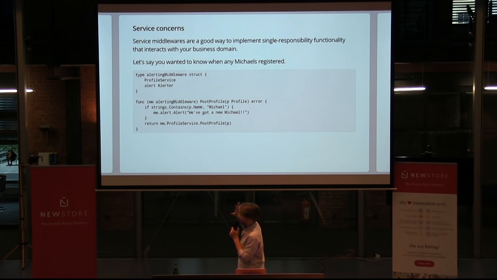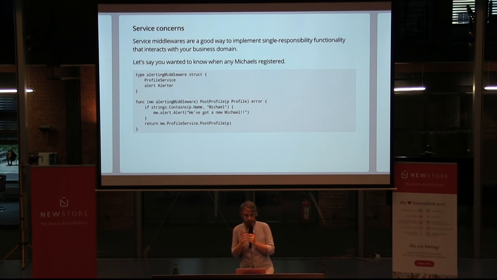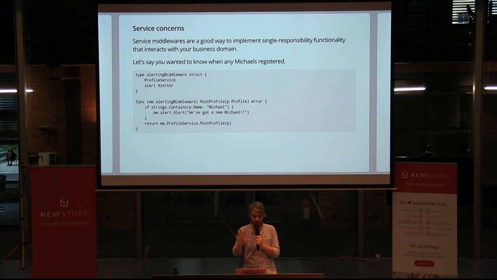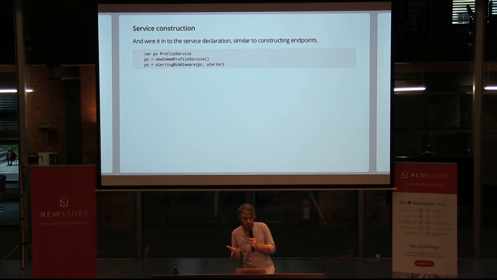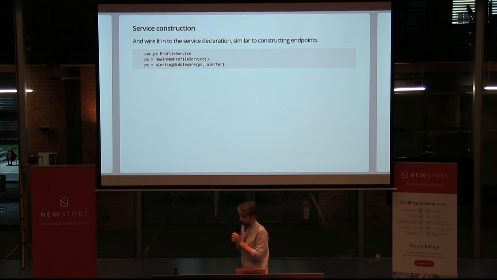Okay, cool. That's like a side effect. That's what the alerting middleware does. Otherwise, it just returns profile service post profile. So it's just like this sort of transparent pass-through. And because we've embedded profile service, we don't need to do anything else. All the other methods get automatically kind of lifted into this alerting middleware. And so alerting middleware is a profile service. It just wraps another profile service. And you wire that into your service declaration in the same way you would wire the endpoint middleware into your endpoint declaration. So you create your profile service. At the center of the onion, you do an in-mem profile service, and then you wrap it with the alerting middleware.